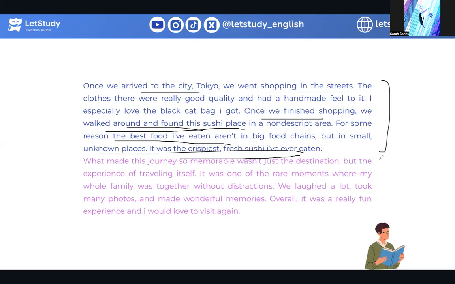Now, the last part explains kayak what made this journey so memorable. Why is this journey so memorable? Because it wasn't about just the destination, but the experience of traveling itself. Jadi lagi ini menjelaskan kenapa it's so memorable. Ini menjawab pertanyaan yang ditanya, which is, what is your most memorable trip?